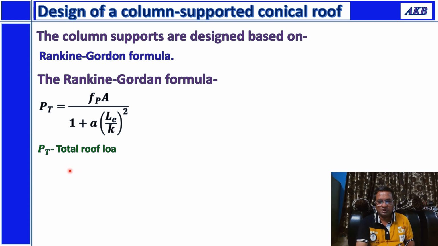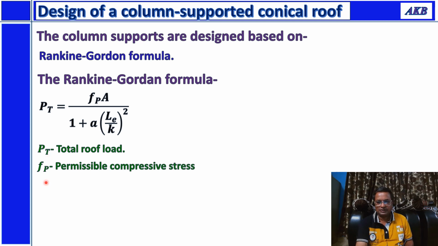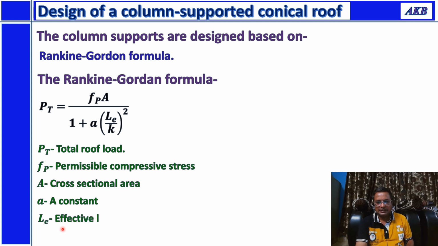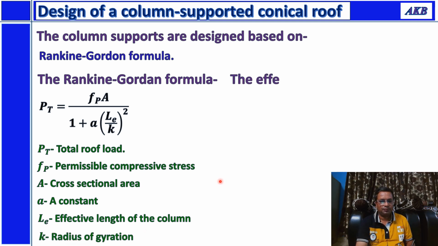So what are the terms involved in it? PT is the total roof load. You already know how it is calculated. Then FP is the permissible compressive stress. Capital A is the cross sectional area. Small a is a constant. L_E is the effective length. I will tell you how to measure that. And K is the radius of gyration.